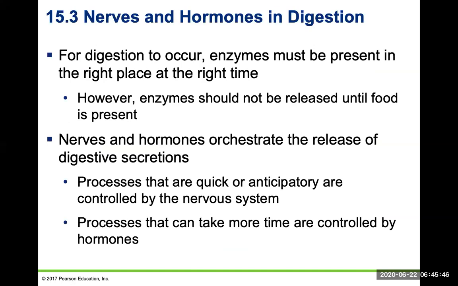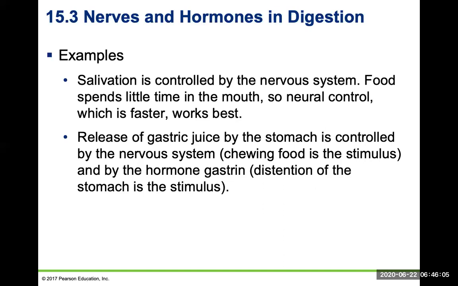For digestion to occur, enzymes must be present at the right time in the right place. And they are not usually released until food is present. So nerves and hormones orchestrate the release of these digestive secretions. Processes that are quick or anticipatory are controlled by the nervous system, but things that take more time are controlled by hormones. So for example, salivation is controlled by your nervous system.